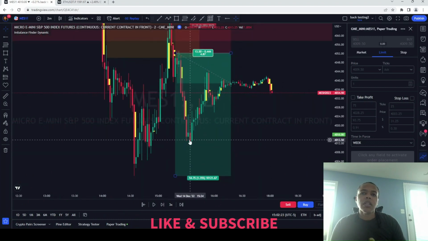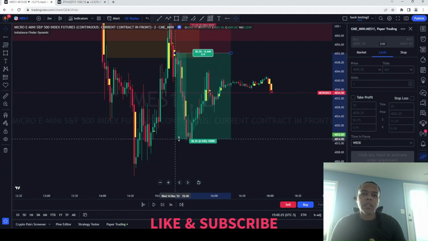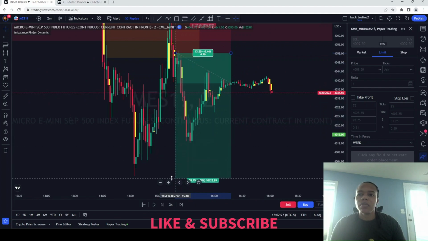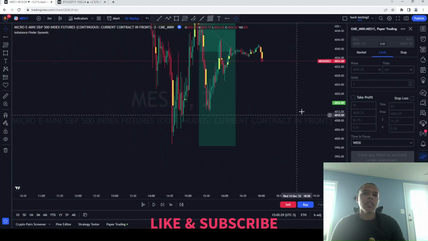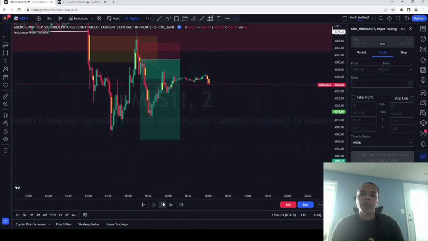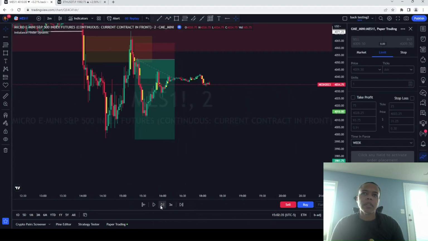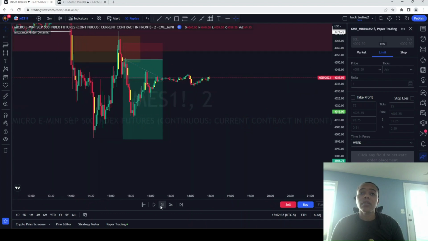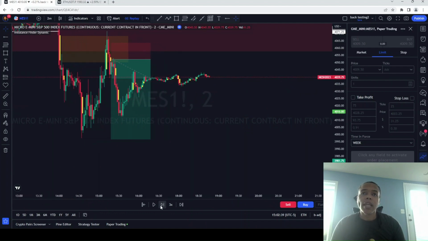And this is a 1 to 3. We're aiming for down here. Let's see. Would we get what we're looking for? Let's see. We get stopped out. I mean, honestly, it's okay if we get stopped.